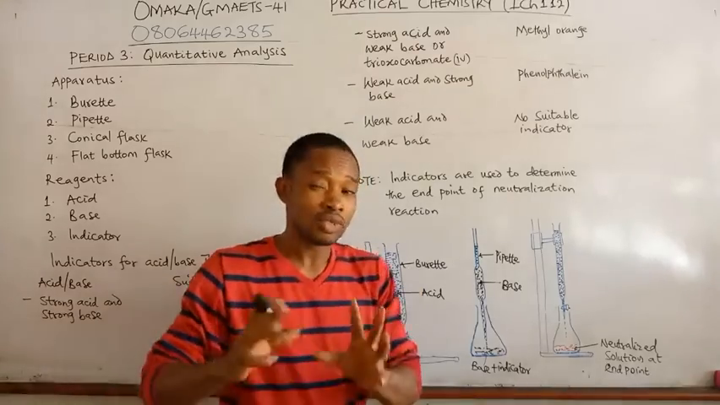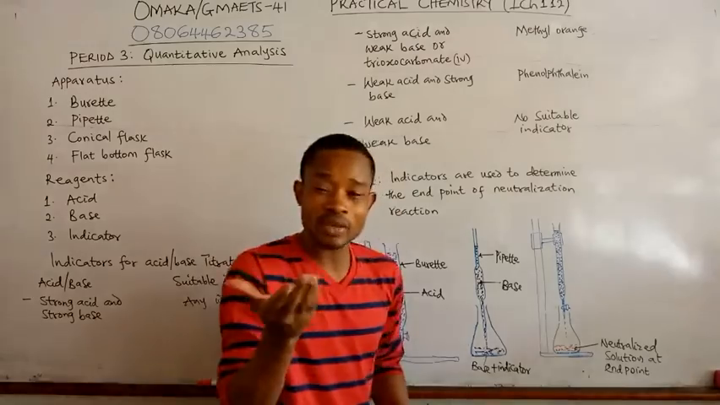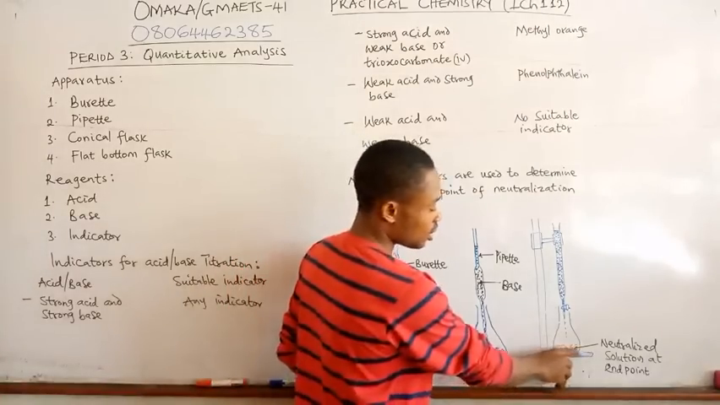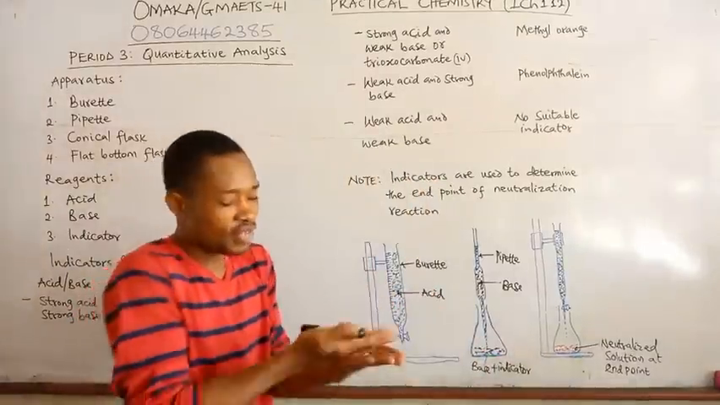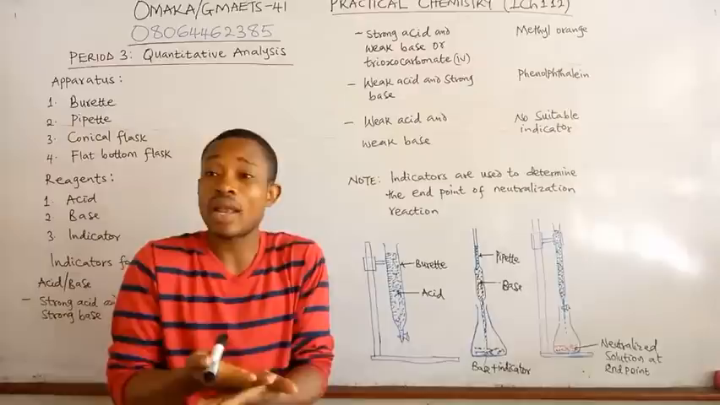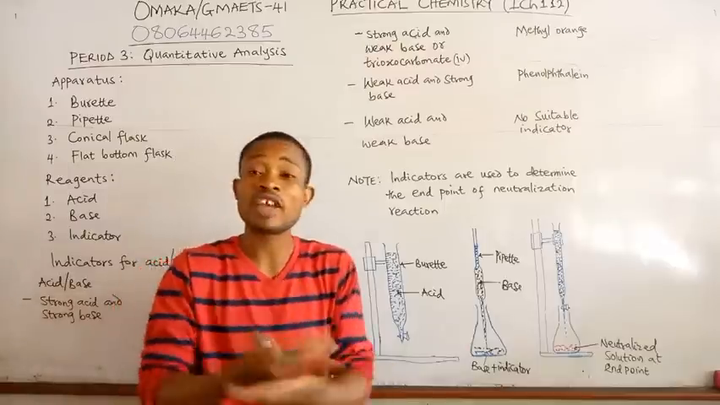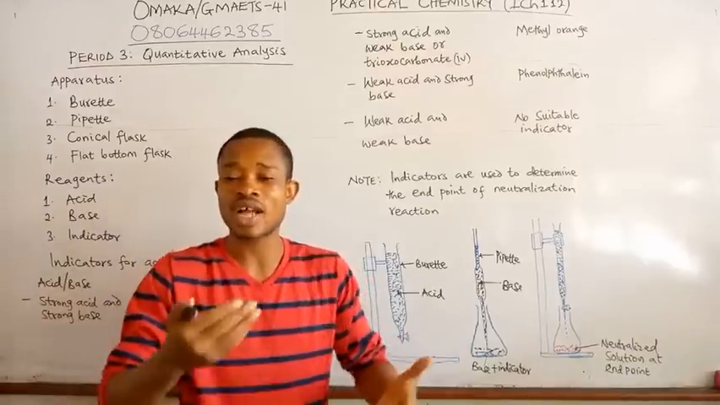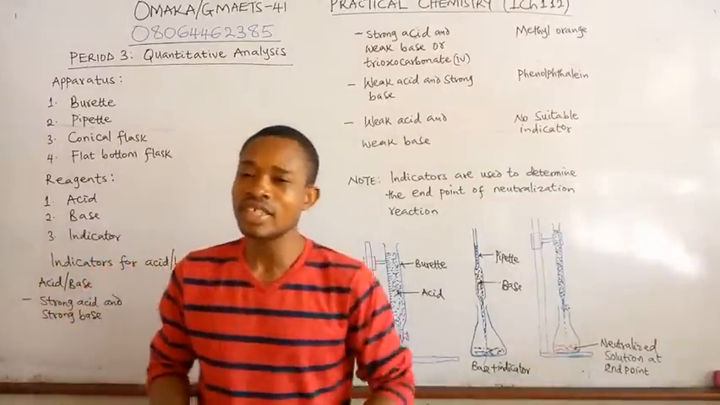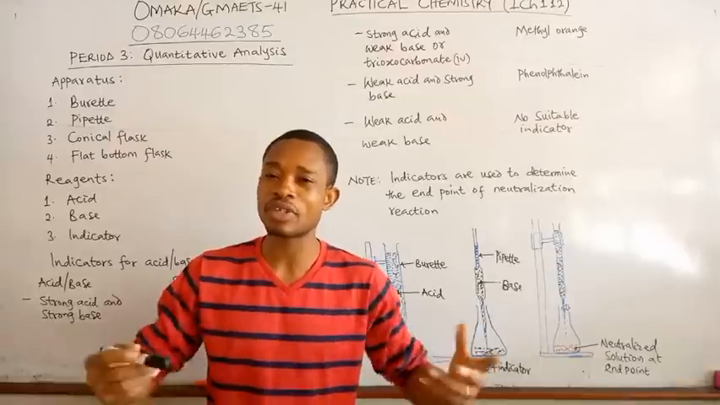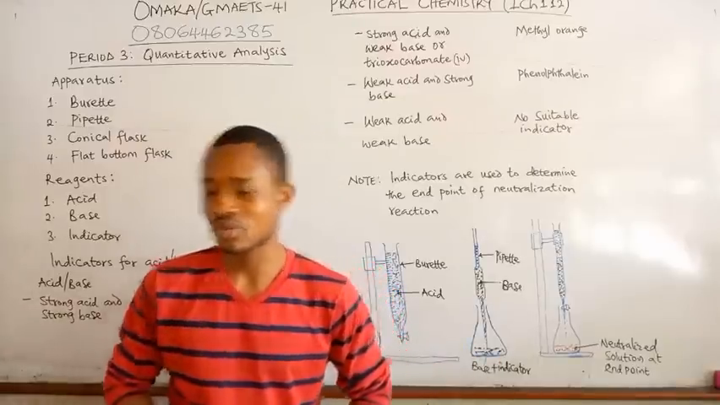Once again, it's usually ideal, although not a rule, to place a plain white paper between this conical flask and the base of this retort stand. The reason for that is for the white paper to allow for reflection, for you to see a clear color change at the end of the neutralization reaction. In the next video, we are going to see formulas we need for calculation purposes in titration problems.